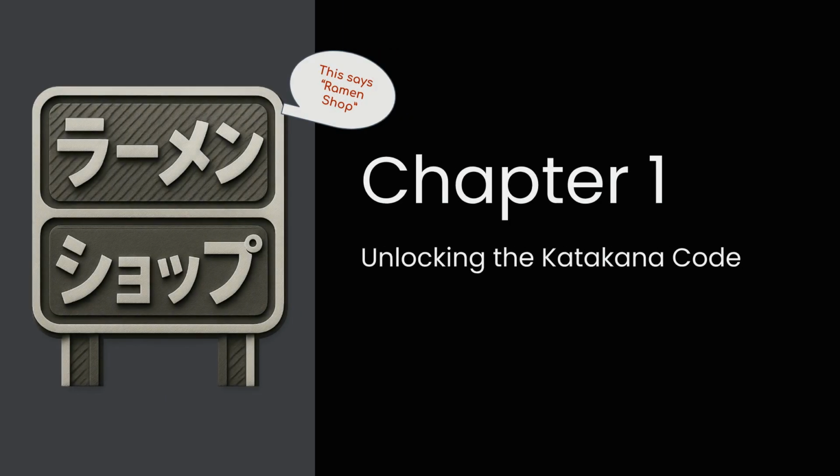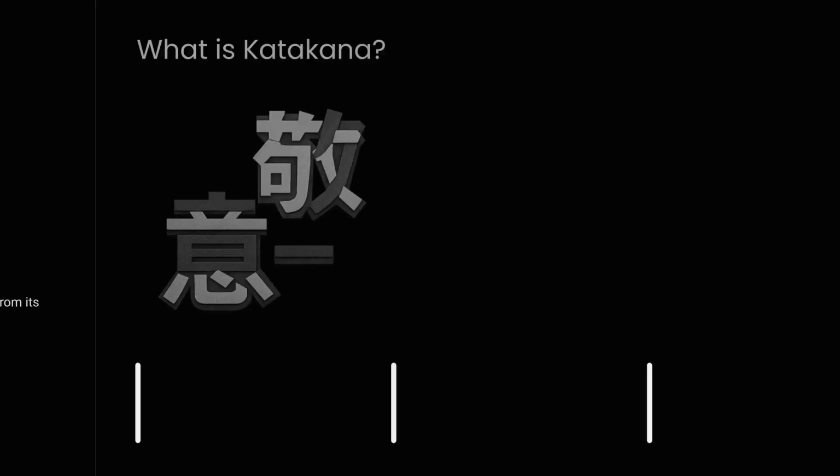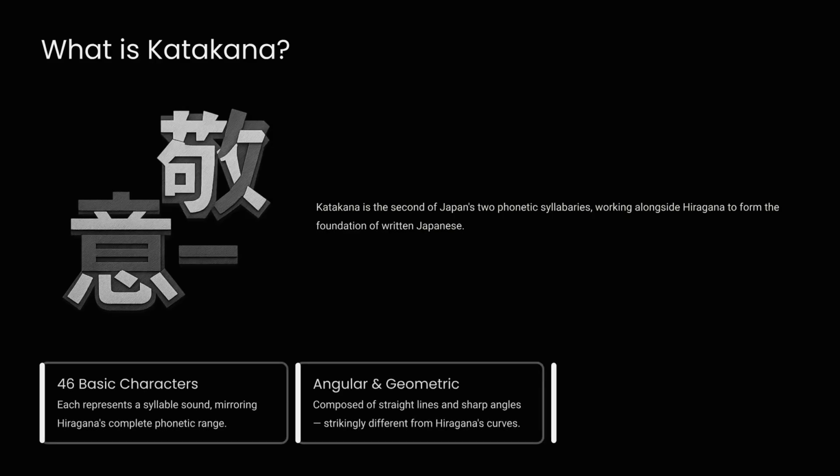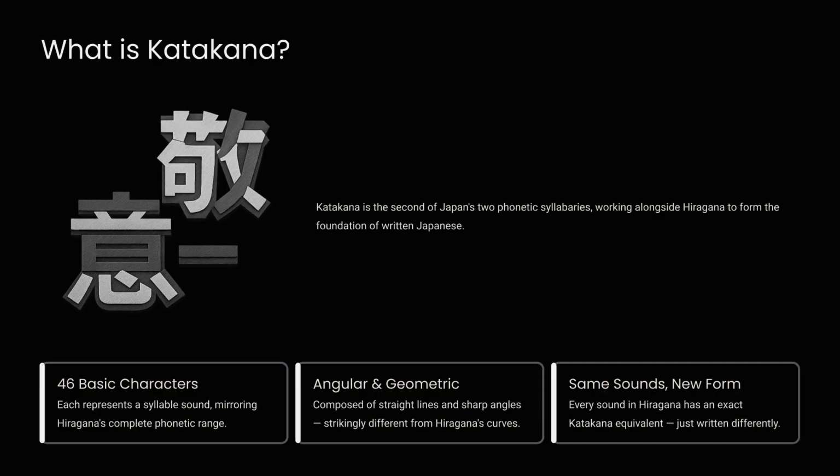We begin with Chapter 1, Unlocking the Katakana Code. We'll understand what katakana is, why it matters, and how it differs from its sibling script, hiragana. Katakana is one of Japan's two phonetic syllabaries, forming the foundation of written Japanese alongside hiragana. It consists of 46 basic characters, each representing a syllable sound. These characters are triangular and geometric, composed of straight lines and sharp angles, unlike hiragana's curves. Crucially, they represent the same sounds as hiragana, just in a new form.